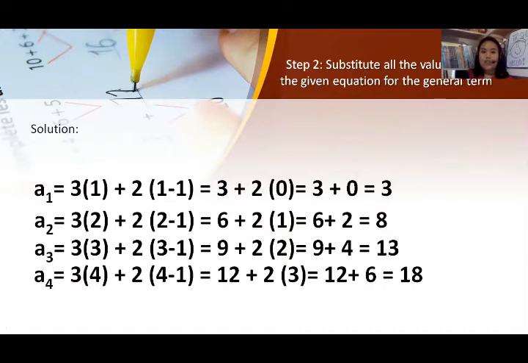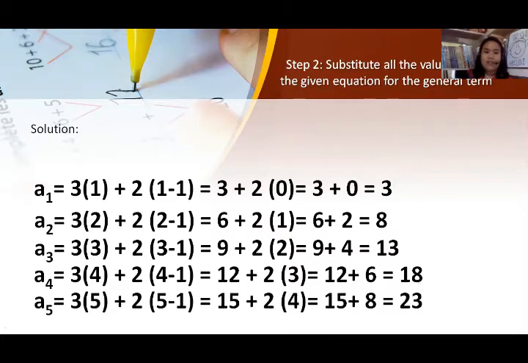Next, we have the fourth term. So palitan lang natin si n ng 4. So you have 3 times 4, you have 12. 4 minus 1, that's 3. So that's 2 times 3, that's 6. Combining these two numbers, we now have 18. And of course, the fifth term. So as you can see, we're just substituting the value of n to the given equation.